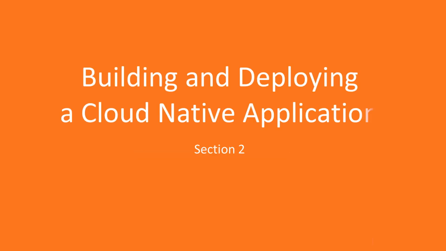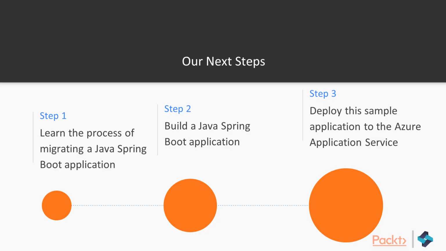Hello and welcome to this next section of this course, Building and Deploying Cloud-Native Applications. In this section, you will learn the process of migrating or hosting a Java Spring Boot application in the Azure cloud. We'll start by building a Java Spring Boot application. This application will use Azure Cosmos DB to persist its data. Azure Cosmos DB is Microsoft's globally distributed multi-model database. And finally, we will deploy this Spring Boot sample application to Azure App Service.